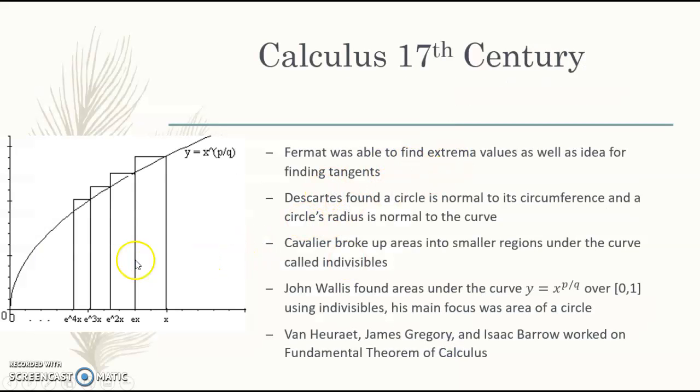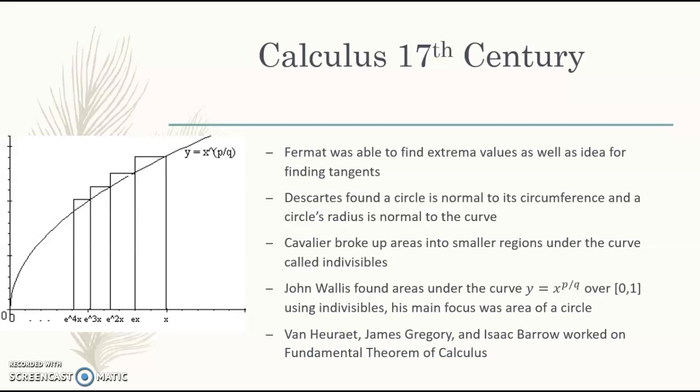Okay, moving on to calculus. Now, they looked at calculus from a little bit of a different perspective. The main thing they saw with calculus is that they were able to connect tangents. They looked at the tangent lines for everything. And so you see here, Fermat was able to find extreme values as well as the idea for finding tangents.